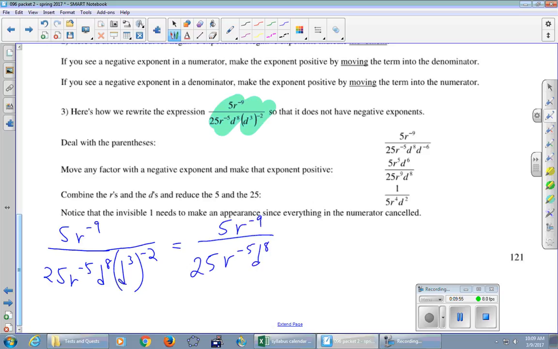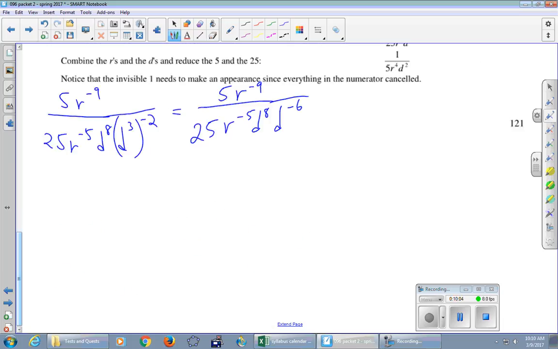And I'm going to multiply these powers. So it becomes d to the -6. No more parentheses. So I feel like that's better than it was before. We'll move this up a little bit higher. D to the -6, no parentheses. So we multiply those exponents.